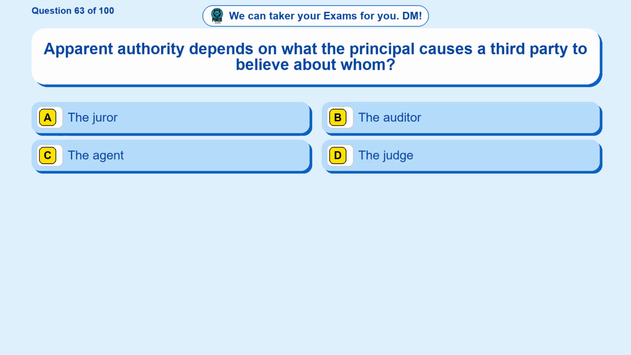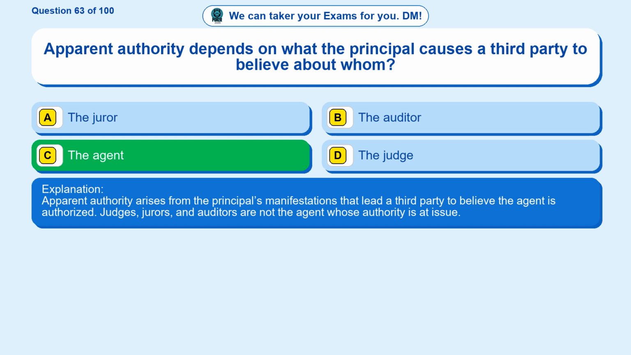Question 63. Apparent authority depends on what the principal causes a third party to believe about whom? Option A. The juror. Option B. The auditor. Option C. The agent. Option D. The judge. The correct answer is option C. The agent. Apparent authority arises from the principal's manifestations that lead a third party to believe the agent is authorized. Judges, jurors, and auditors are not the agent whose authority is at issue.